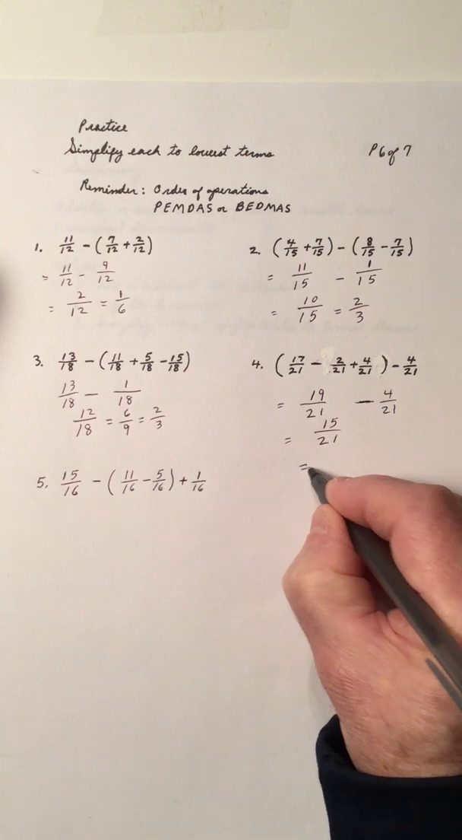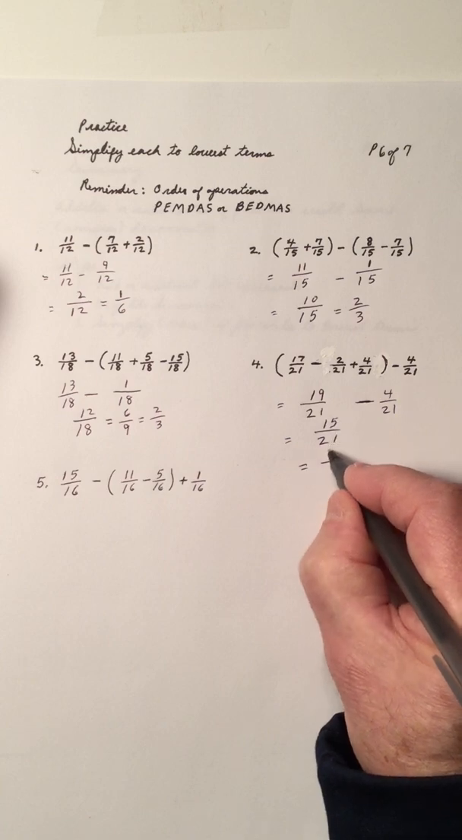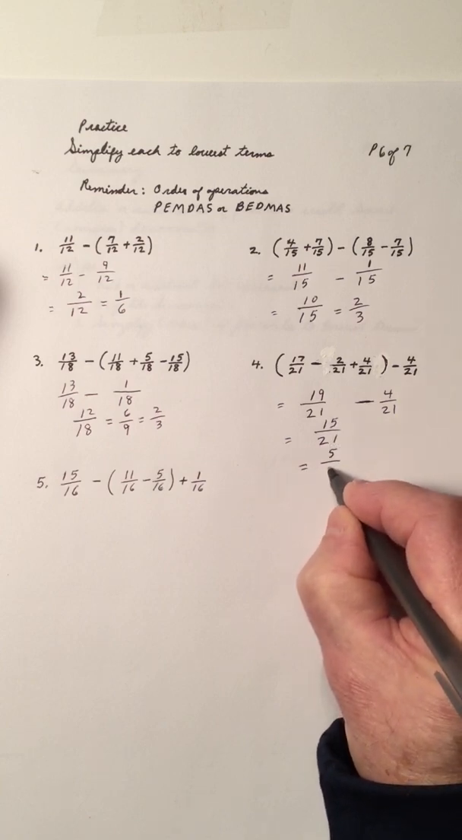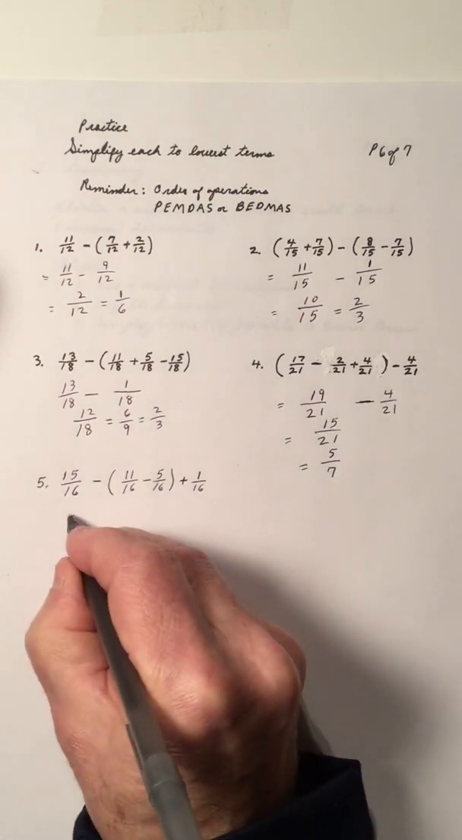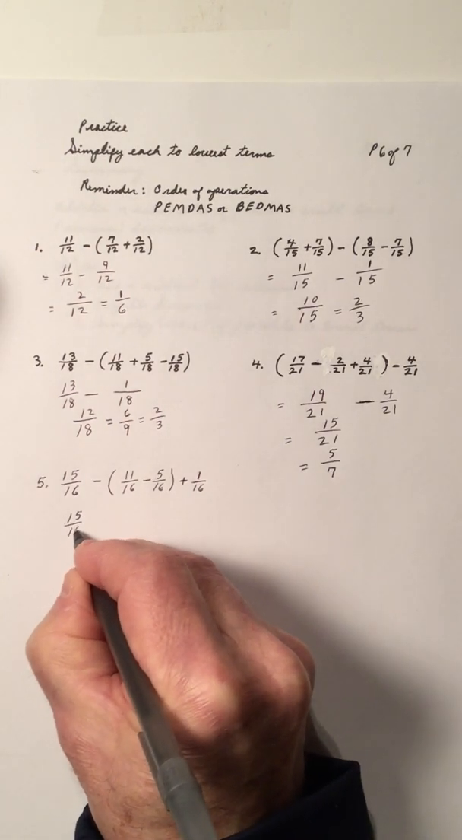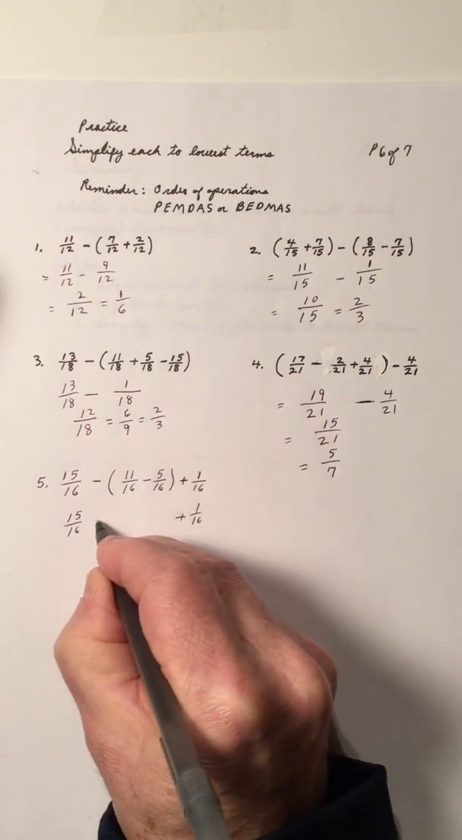And we reduce this down, can we? Yes, I see a 3 common. 3 is a common factor. 15 divided by 3 is 5. 21 divided by 3 is 7. Reduces down. We have to do the inside of the brackets first. So we write down the other part, and we subtract.